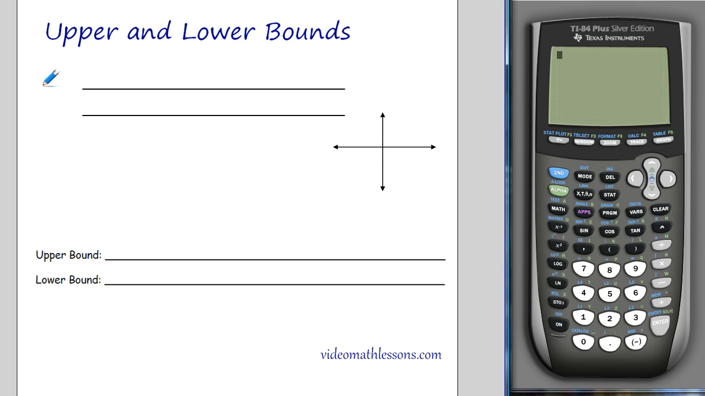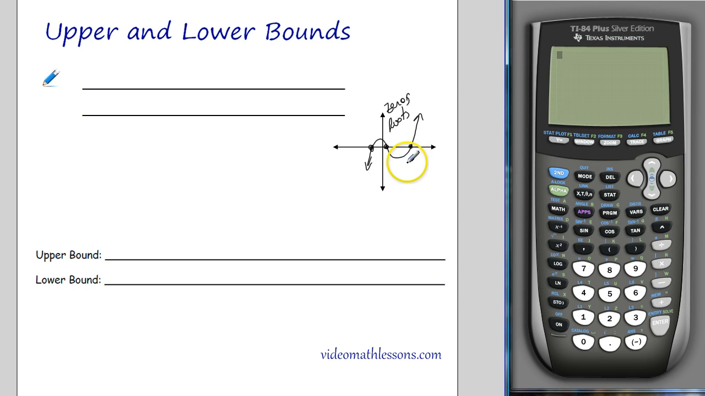So let's take a look. So, upper and lower bounds. Let's just throw in a polynomial. I'm just going to make a random polynomial, some kind of cubic, and it looks something like this. Where it crosses the x-axis, these would be my roots, otherwise known as zeros. Back in the day we used to always call them roots, but you should be aware that we call them zeros, or you'll hear them called x-intercepts.